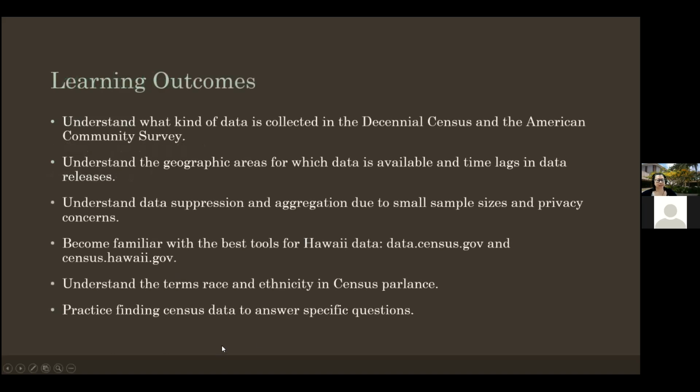By the end of the session, you should be able to discern data collected from the decennial census and the American Community Survey, find data in geographic areas through various levels, understand data suppression and aggregation, review data from data.census.gov and census.hawaii.gov, understand how the census defines race and ethnicity, and then we can practice finding data using data.census.gov.